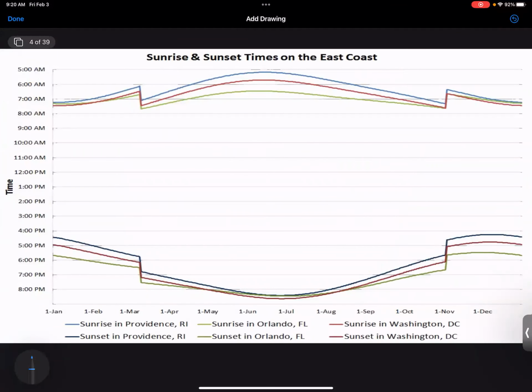Right. So I did a little web searching today and I found a really nice plot of sunrise and sunset times on the East Coast. And I was able to get Providence, Rhode Island, Orlando, Florida, and Washington, DC. I'm not quite sure why they're ordered in that way. It's not alphabetical. What do people notice about sunrise, sunset times?